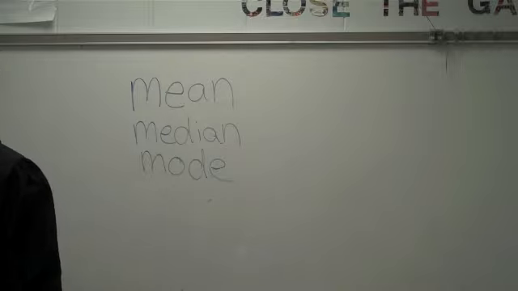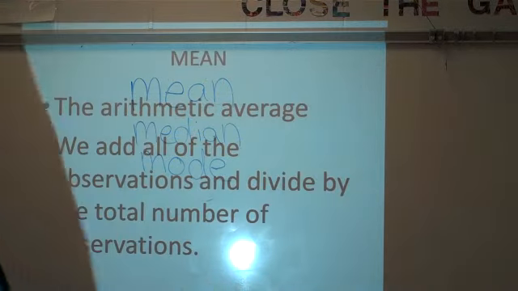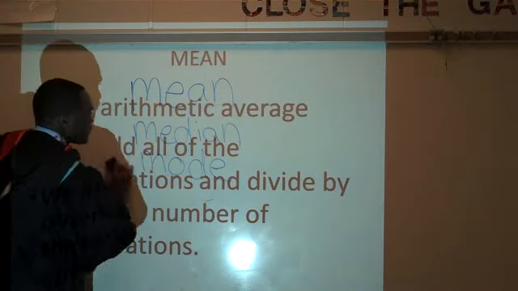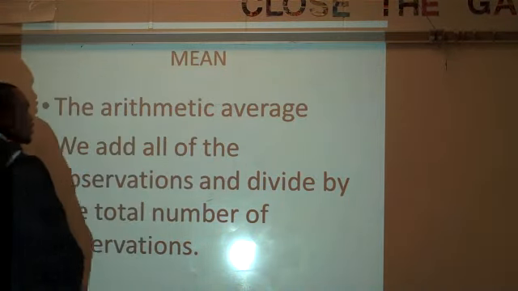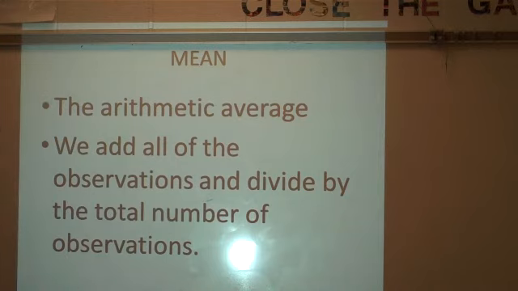So let's talk about a couple of definitions quickly. Mean is what we usually use when we calculate our traditional average, where we add up all of our numbers and then divide by the total amount of numbers that we added in the first place. That's our mean. I call it an arithmetic average.